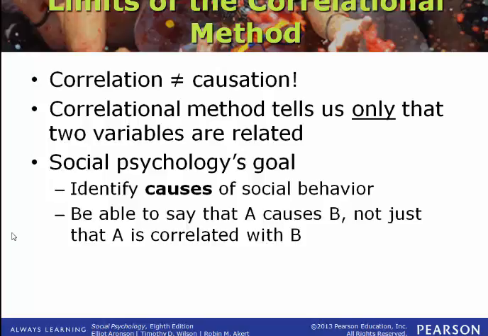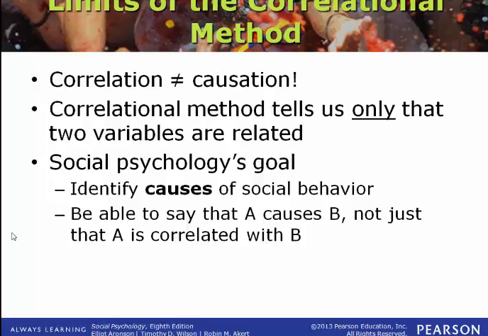As we'll see in a minute, experimental research is much harder. But the problem with correlational research is that correlation does not equal causation. You've probably heard that before, and you'll definitely hear it again. Correlation does not equal causation. It only tells us that two variables are related.